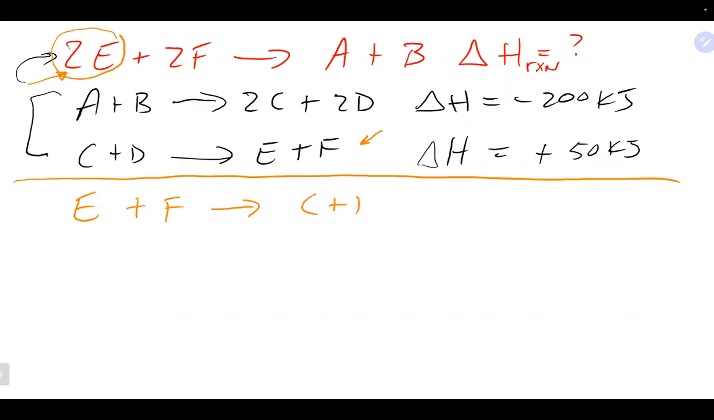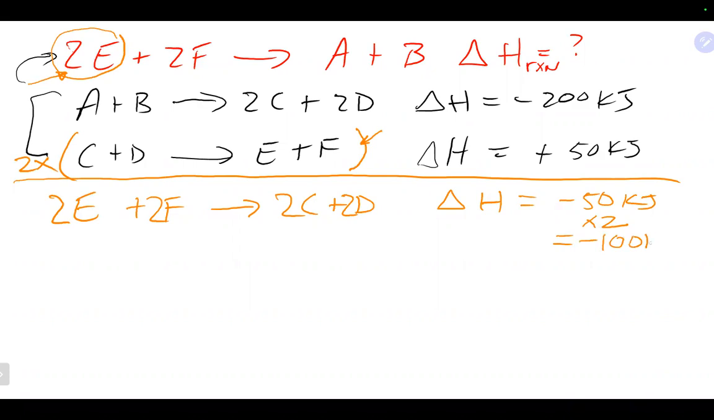And when I reverse the bottom equation, what happens to the delta H value? It now becomes negative 50 in this case. I also need to multiply it by 2, which means I'm going to take this entire equation and multiply it by 2, which would give me 2E, 2F, 2C, and 2D. Because I multiplied the equation by 2, the delta H also needs to be multiplied by 2, so I'll try it without a calculator, but I'm going to go with minus 100 kilojoules here. Hey, math and chemistry was my bad subject, so I'm trying.